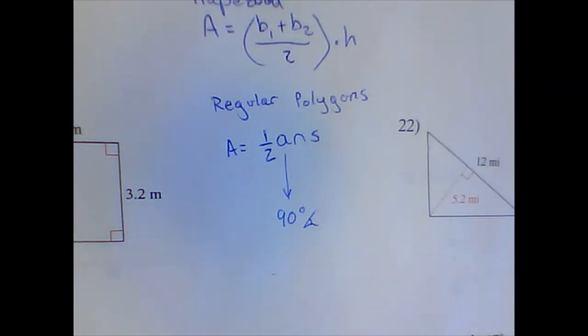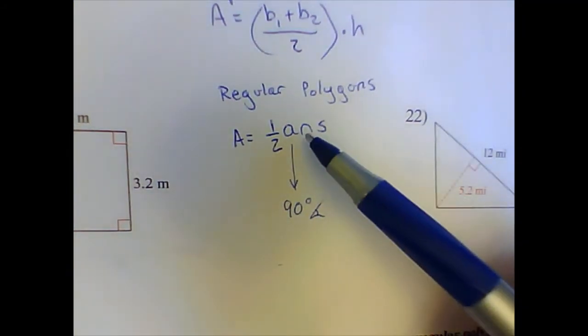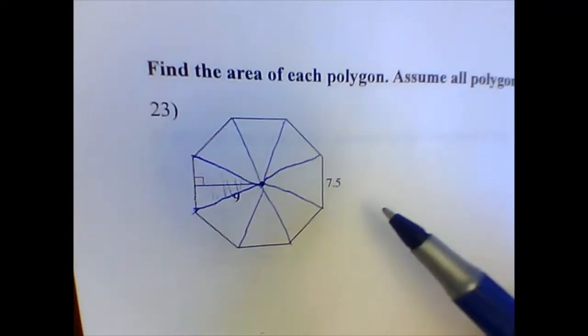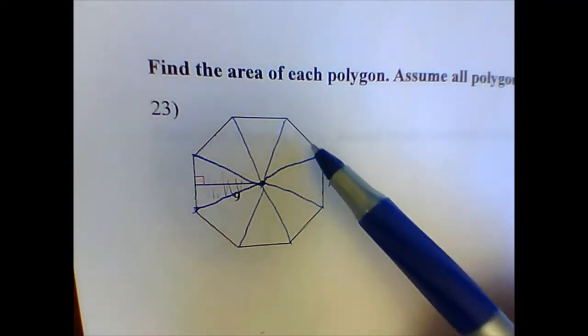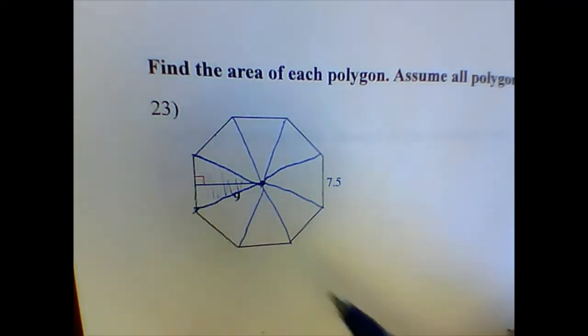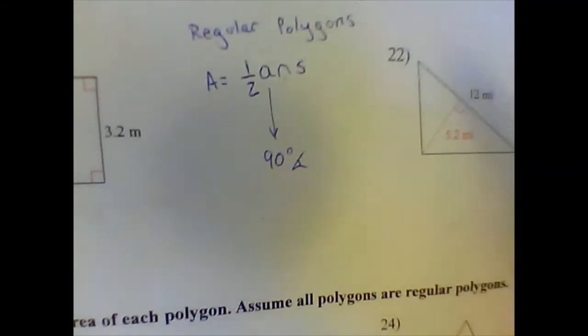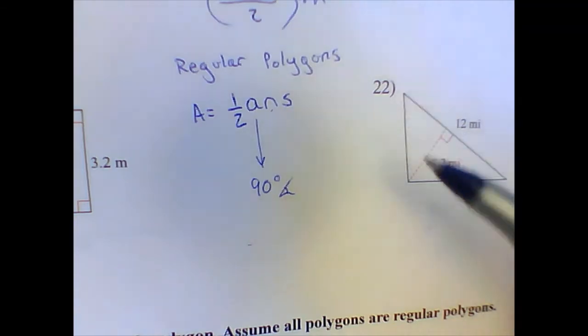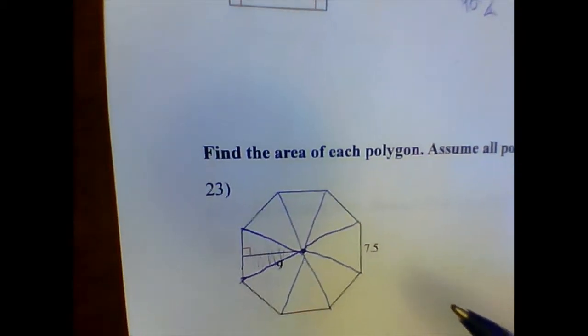Okay, so the apothem, you can tell which one is the apothem because it hits the side from the center, coming from the center at a right angle. N is the number of sides you have. And what that's going to do is it's going to count up all the different triangles you have. And S is how big the side actually is.